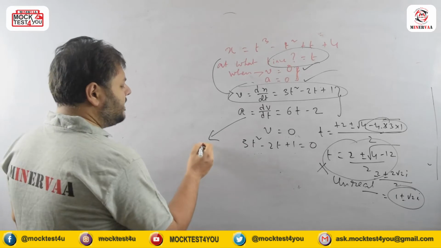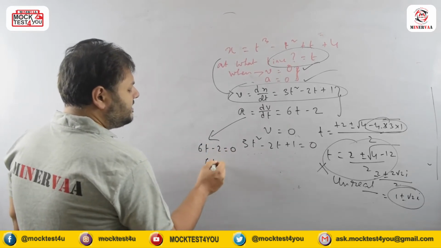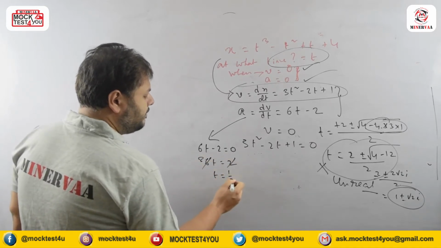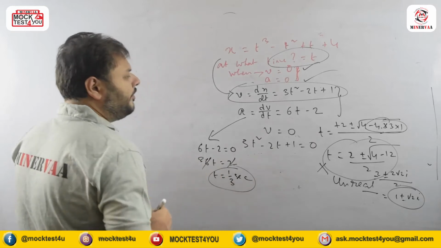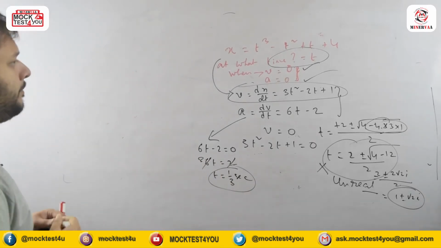But acceleration can simply be 0. That is, 6t minus 2 is 0. So 6t equals 2. So 2 and 6 cancel, and t becomes 1 by 3 second. So at time 1 by 3 second, the acceleration will be 0 for this particular problem.